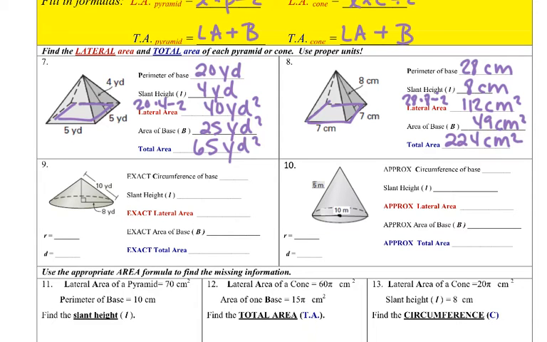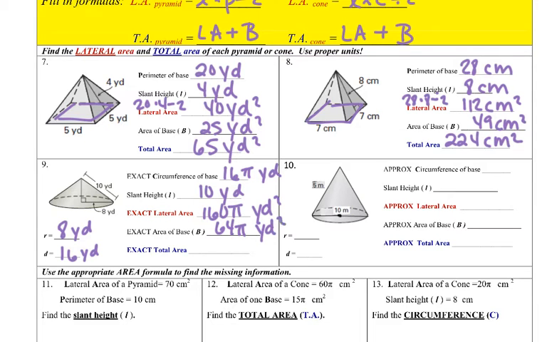For the cone, now I've got a radius of 8, diameter of 16. Exact circumference would be 16 pi yards, and the slant height is 10. When I multiply those two together, 160 pi yards squared. Exact area of the base, pi times radius, 8 times 8 is 64. And when I add those two up, oh, oops, I forgot to divide by 2, didn't I? Yikes, sorry. So this one, it should have been 16 pi times 10 divided by 2 is 80 pi. Sorry about that, yards squared. And then I add them up to 144 pi.